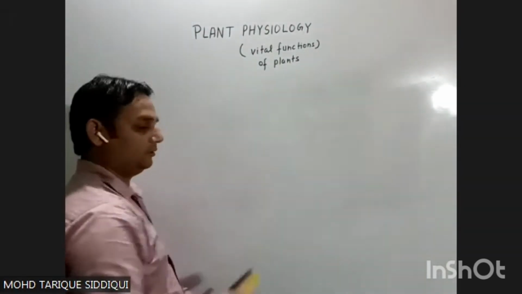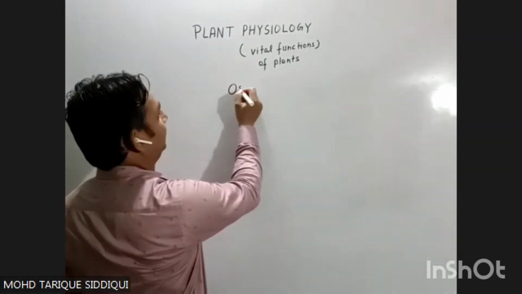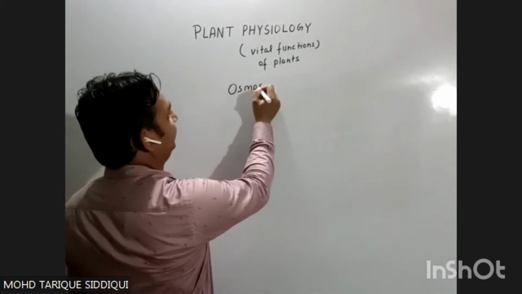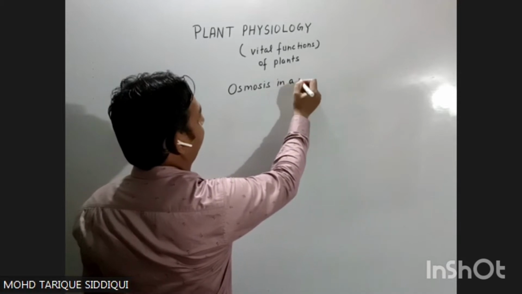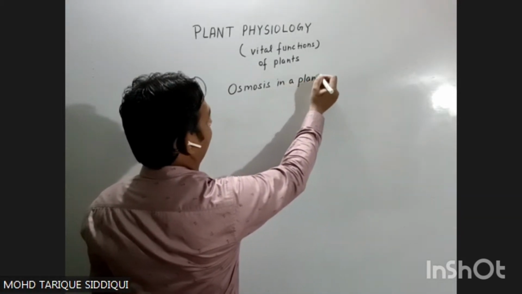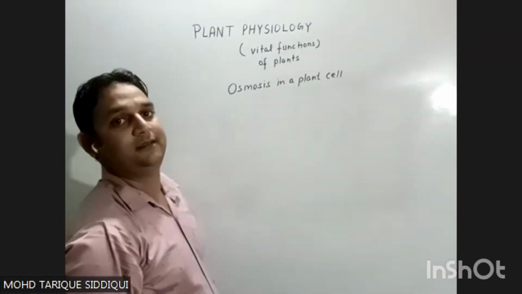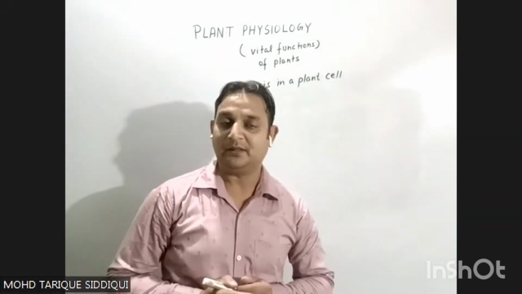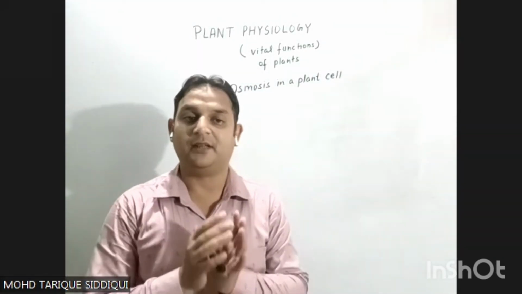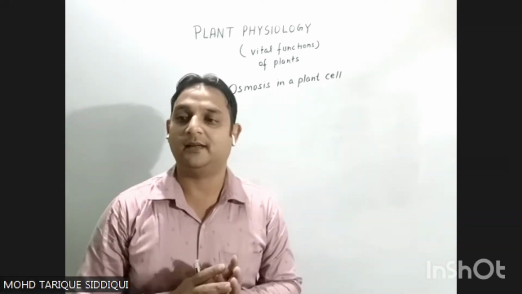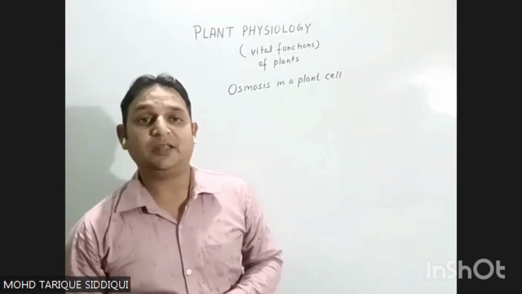Now, first we talk about osmosis in a plant cell. Very important topic. Board asks you the question from here. Reason-based question. First, understand osmosis in a plant cell. You have already studied in class 9 plant cell and animal cell. It comes under the eukaryotes. Eukaryotes are those organisms which have a definite, well-defined, well-organized nucleus.